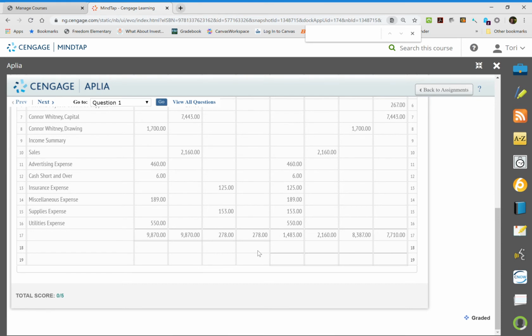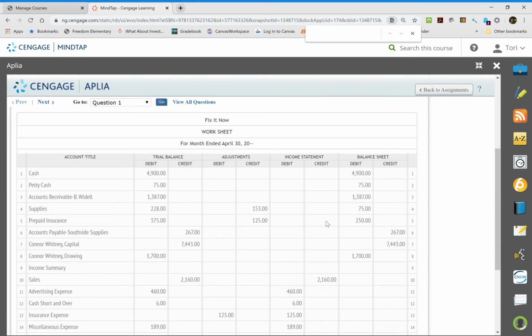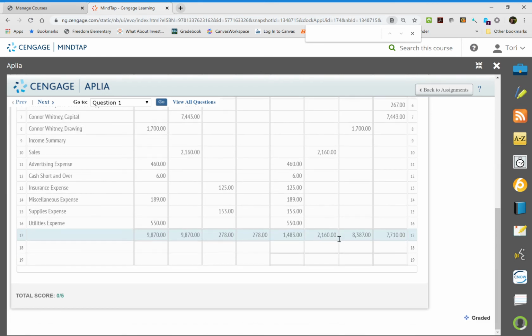Now, for this step, if it's a net income, that means your sales exceeded your expenses. If it's a net loss, that means our sales are lower than our expenses. So how we do this is we take our credit, or whatever number right here is larger, and we subtract those two. So we take this 2160 and subtract 1483, and we put it under the smaller number. So we put 677.